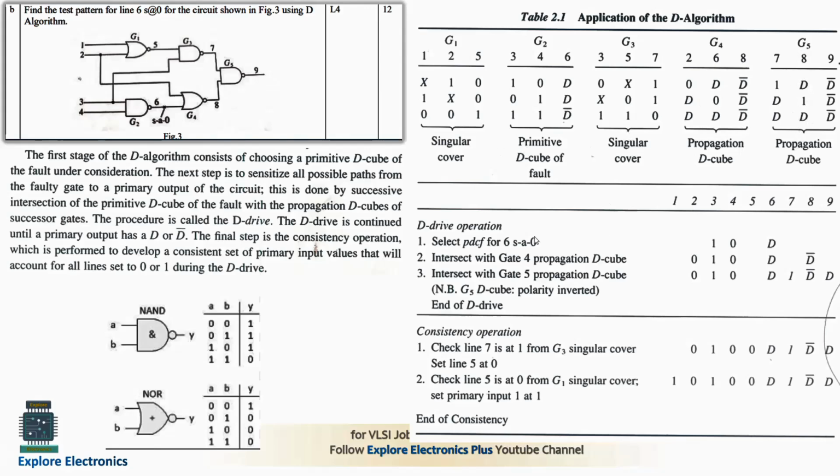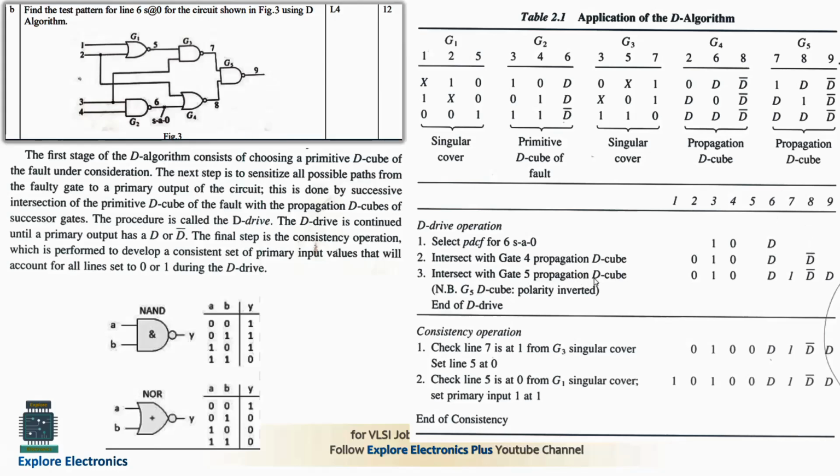Now by taking these into consideration, we need to select the PDCF, that is primitive D cube for the fault, that is at 6, stuck at 0. So by taking this first one into consideration, 3 is having 1, 4 is 0, 6 is D, 1 0 D. The second step is to intersect with gate 4 with propagation D cube. For this 1 0 D, taking as it is, 3 is 1, 4 is 0 and 6 is D. For that G4 will be having 0 D D bar for 6, 8 and 2. So 2 will be 0 and 6 will be having D as we know, and 8 is D bar.